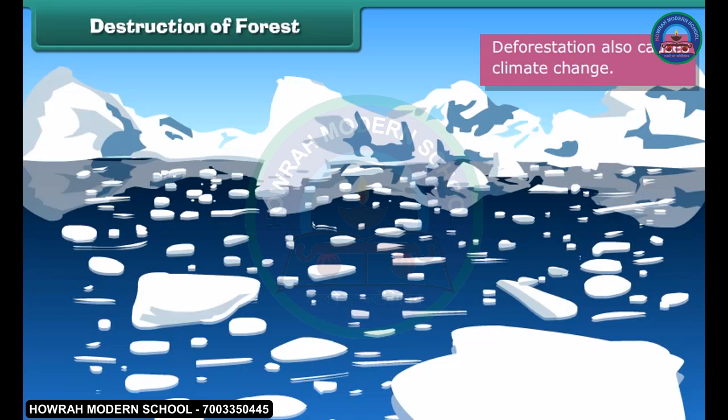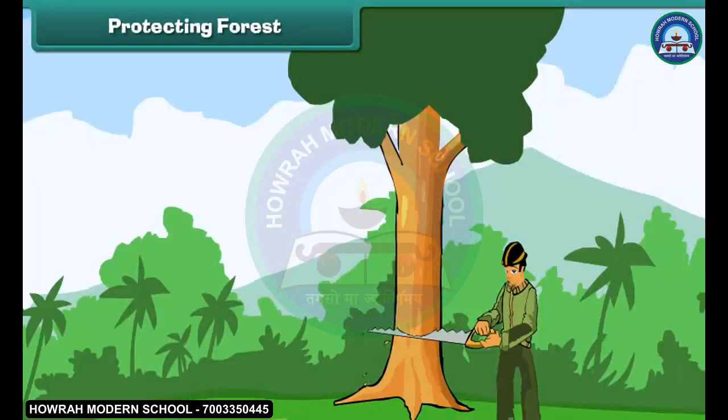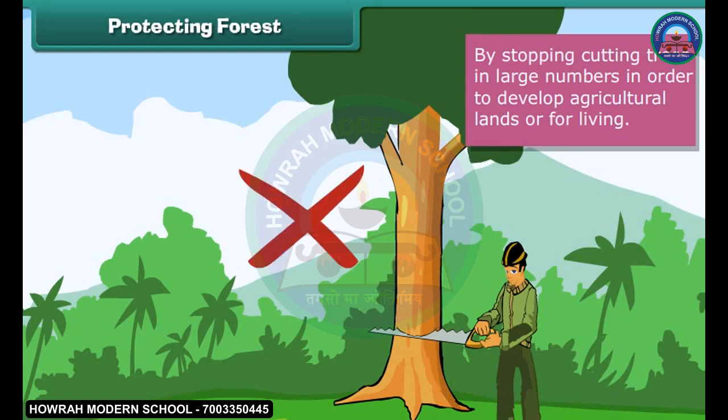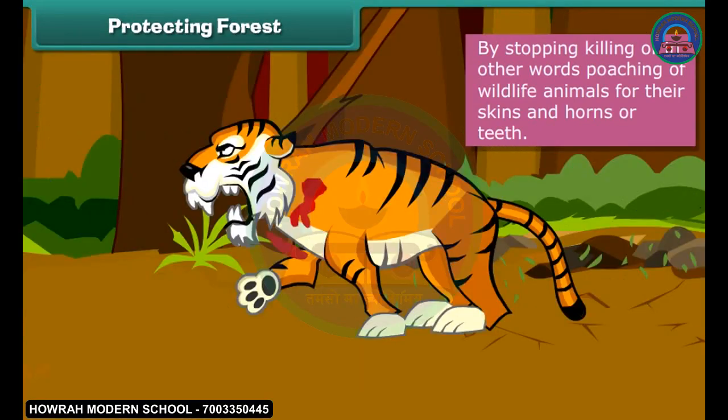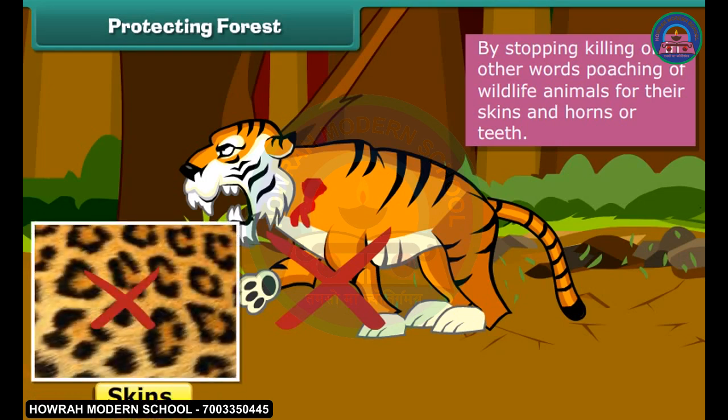We can't survive without trees, and that we have to understand. Protecting forest. We need to protect forest. The first and foremost step to protect the forests is to stop cutting trees in large numbers in order to develop agricultural lands or for living. It is also necessary to stop killing, or in other words, poaching of wildlife animals for their skins and horns or teeth.